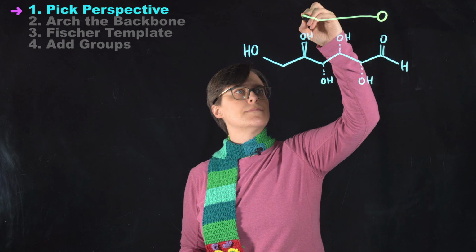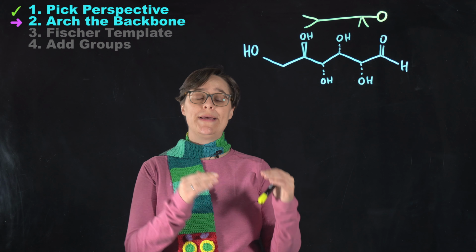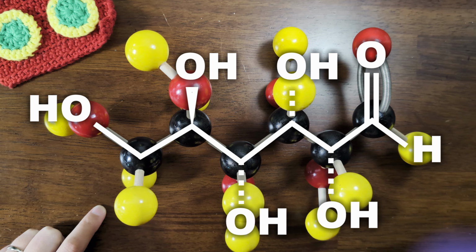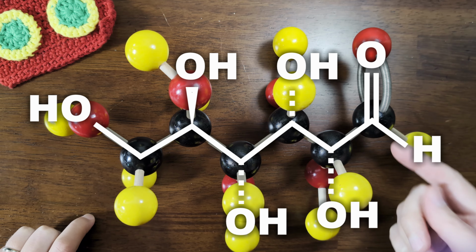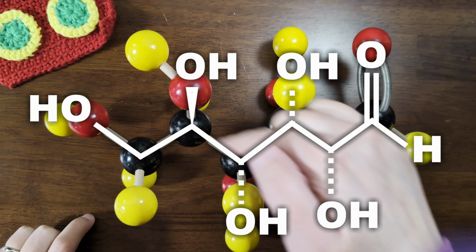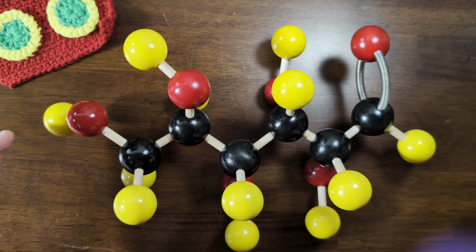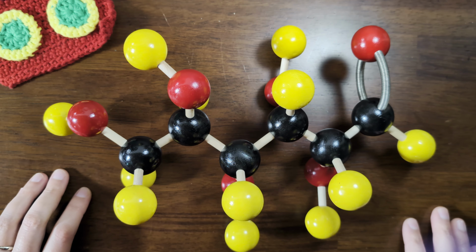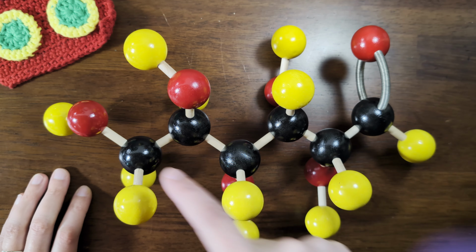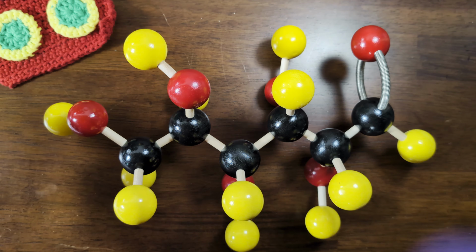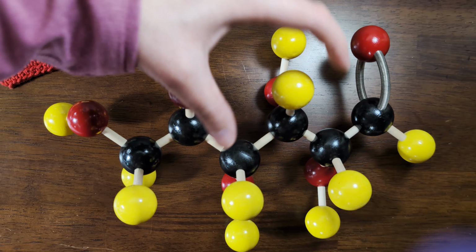Step 2 is to redraw the skeletal structure, but in that less stable conformation. Let's look at this molecular model. We have 6 carbons in a chain. Here they are in black. 1, 2, 3, 4, 5, 6. Oxygens are red, hydrogens are yellow. I want to rotate this into our hugging caterpillar conformation that we need to look at for a Fischer projection. But right now we have a carbon backbone that is in a zigzag. We need to rotate carbon-carbon bonds to put it in an arch.